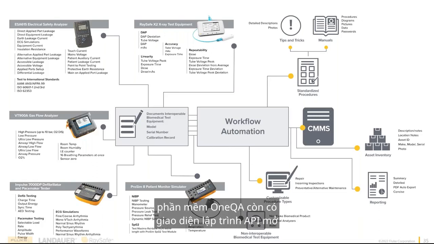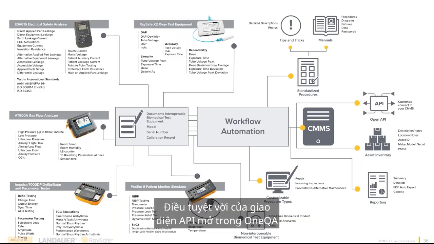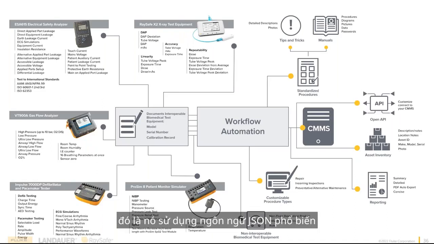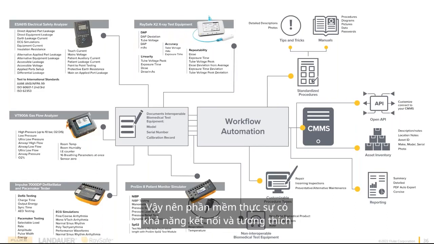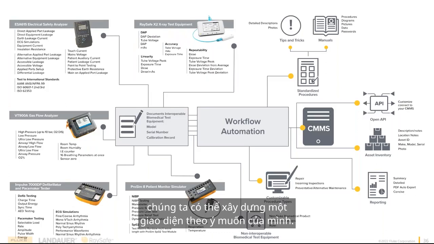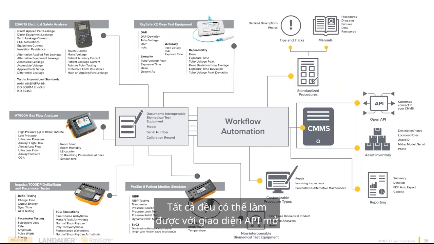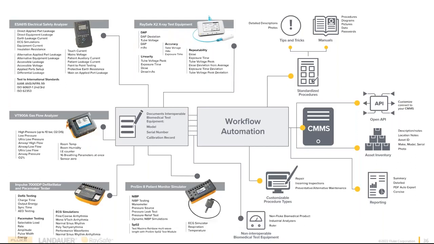OneQA also has an open API. So what does that mean? We're talking about, can OneQA communicate with your CMMS platform? The beautiful thing about the open API is we use a common JSON language, so we can really work with any of the CMMS providers out there and build this interface. And we can build the interface how you want it to happen. Maybe you want to drive the work order from your CMMS. Maybe you want to pull the work order out so you can have all the pictures. You want to drive it to OneQA. All those things are possible with an open API.